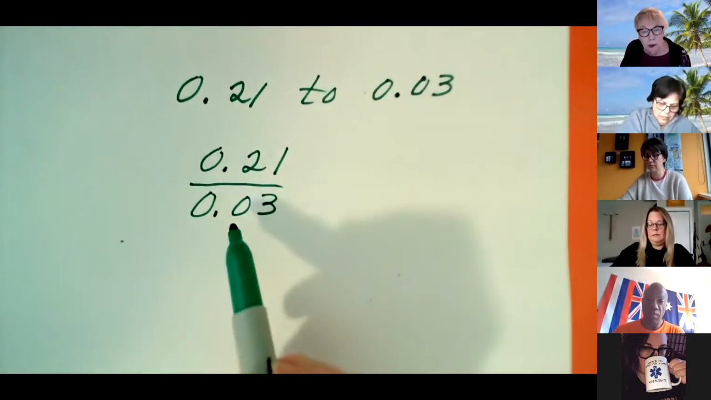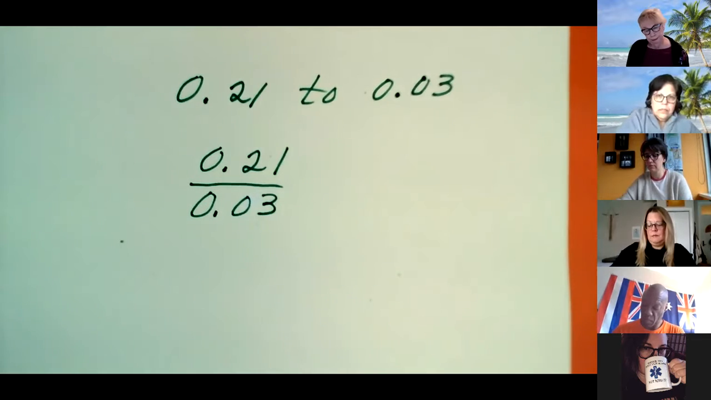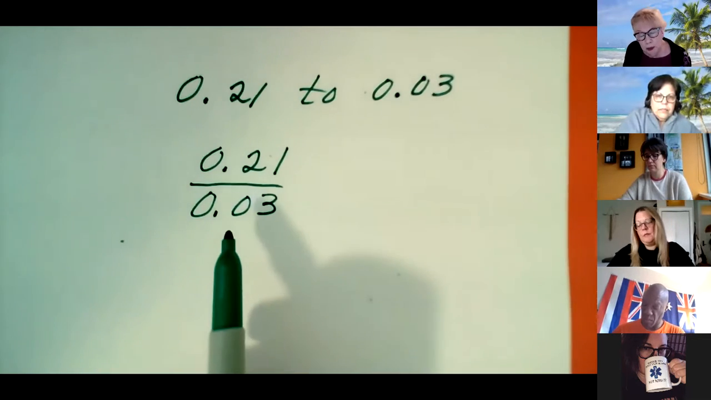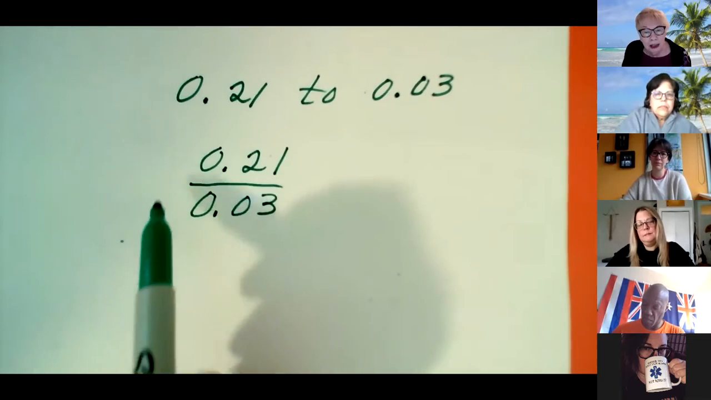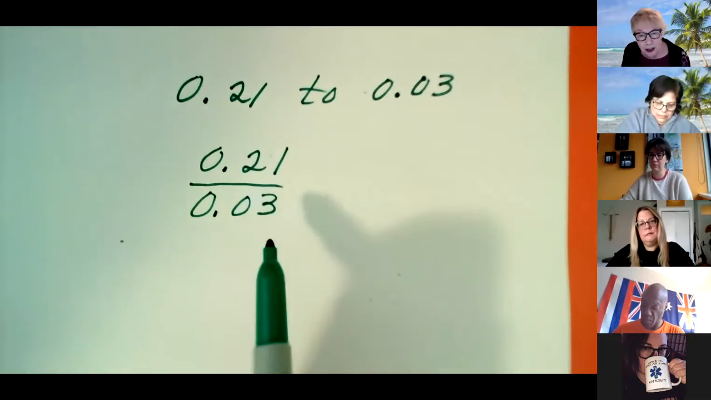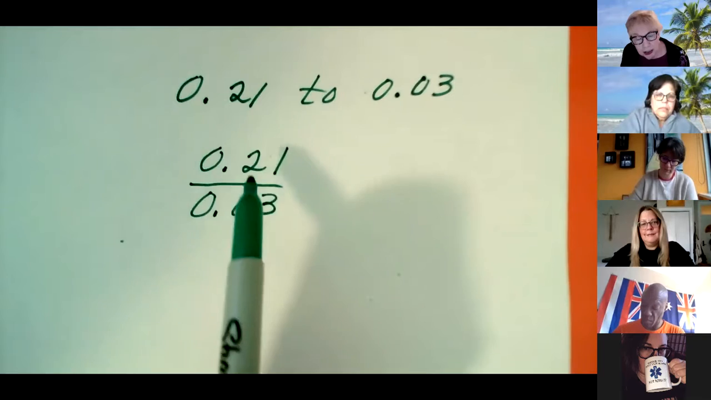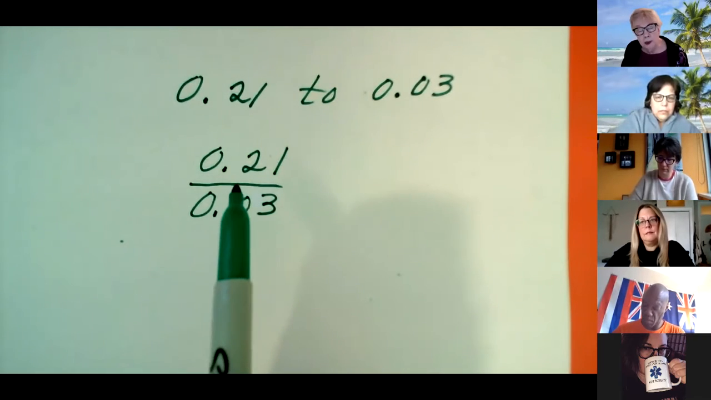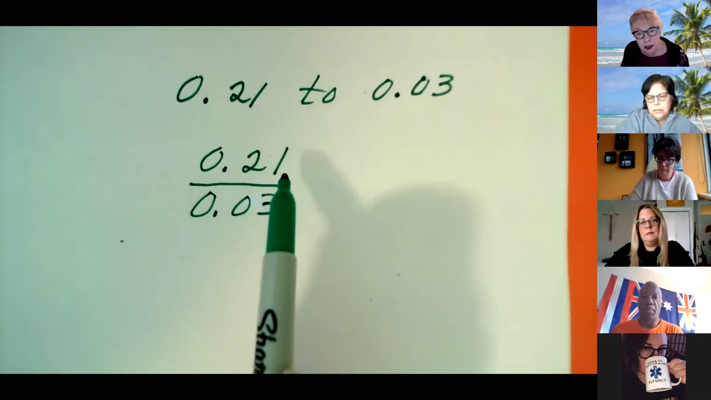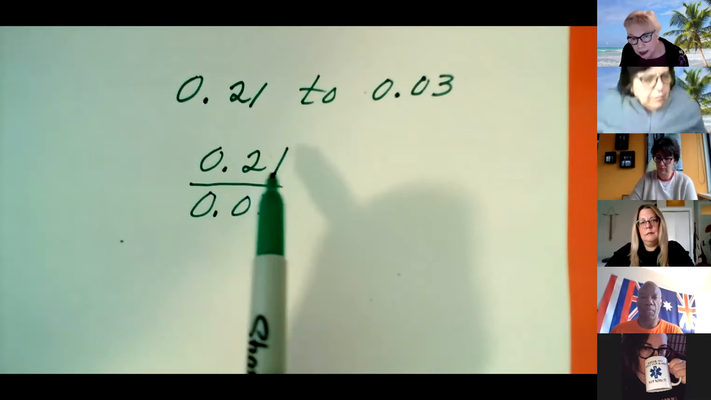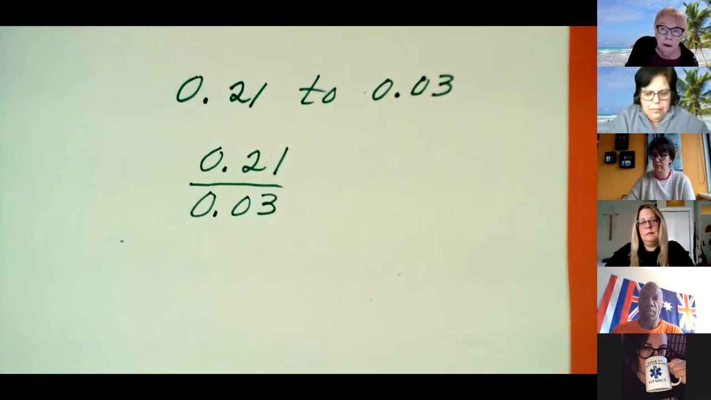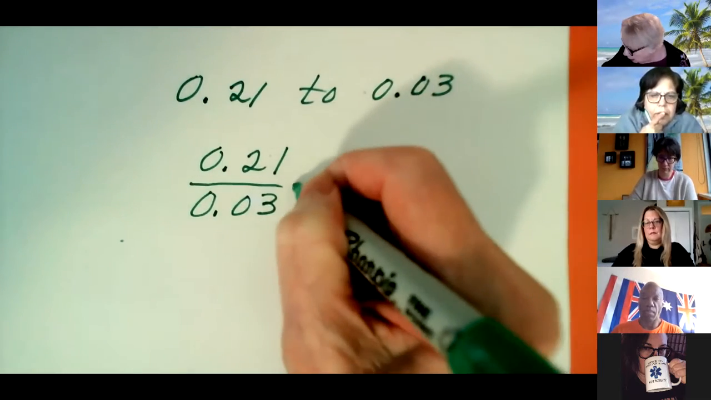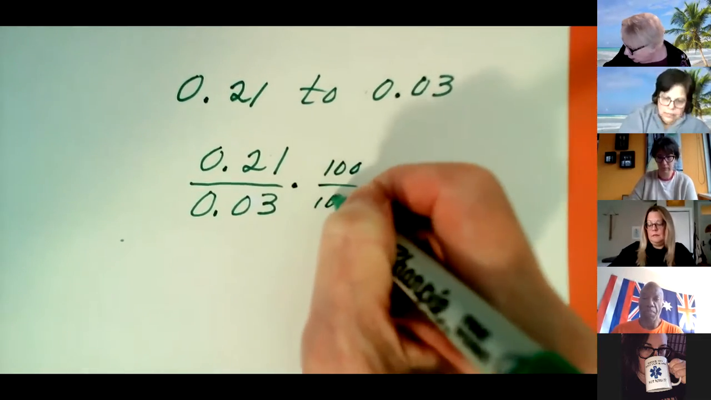So it's 0.21 to 0.03. Now, the good part about this is because they're both decimals, we can clean this up. This is a fraction with decimals in it. But there's no problem here, because to get it to be a whole number, not this crazy decimal, I'm going to multiply this by 100 and this by 100.